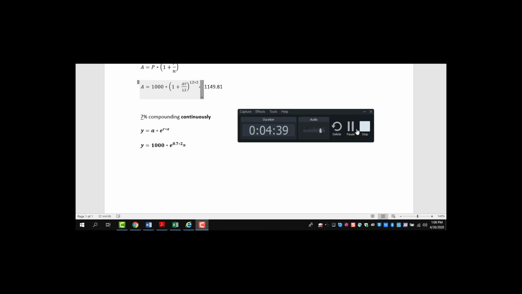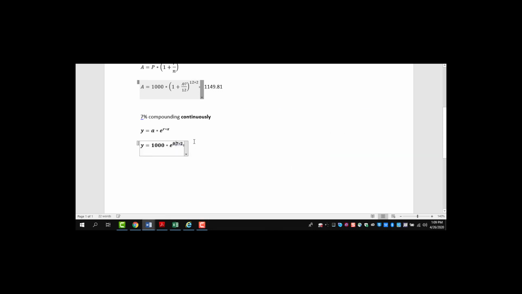So put that in your calculator. You should have an E button if you have anywhere near a decent calculator, and see what you get there. Whoops, it should be 0.07, right? 7% as a fraction. And I'm getting 1150.27. And that, of course, is dollars. And that is continuously compounding. Now, some things are continuously compounded. And we're going to explore the relationship between how to derive this and how to derive this.